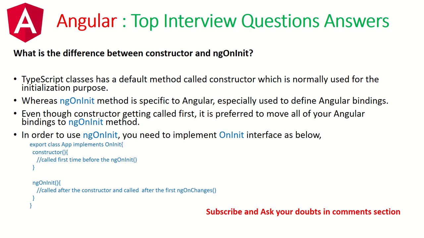Even though the constructor is called first, it is always preferred to move all your Angular bindings to ngOnInit, because this is very specific to Angular and it is used for all Angular bindings, initializing, after content init, and so on. Here you can see a simple example, a class which has both methods, constructor and ngOnInit. The constructor is always called first, and ngOnInit is called after the constructor.